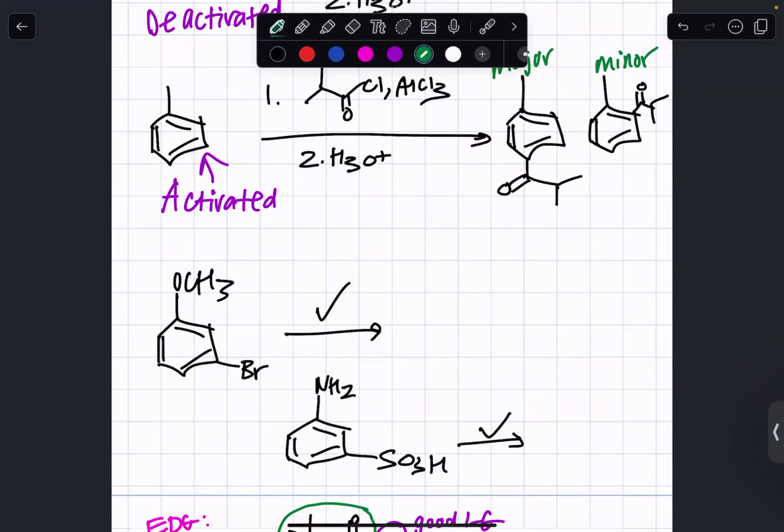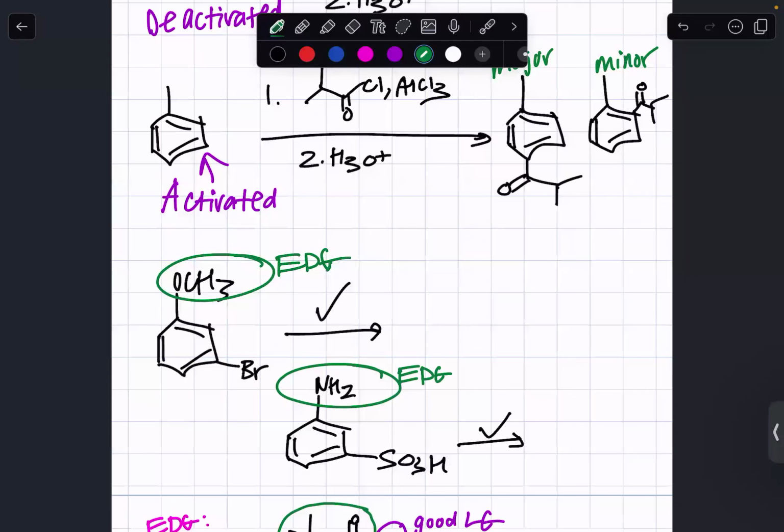But the group that would direct the Friedel-Crafts reaction is the activator. The EDG would direct where the Friedel-Crafts reaction would go to, ortho or para to that. So if you have an activator or deactivator, it can go through, but it would go through where the EDG directs the acyl group to go, ortho or para to it.